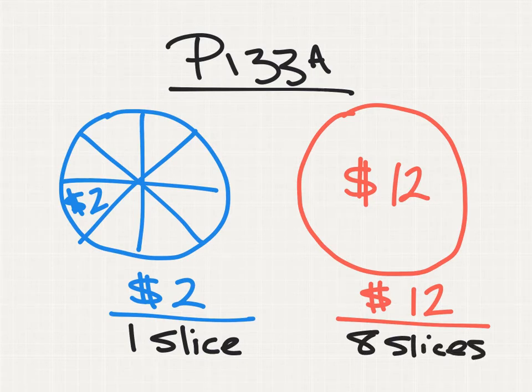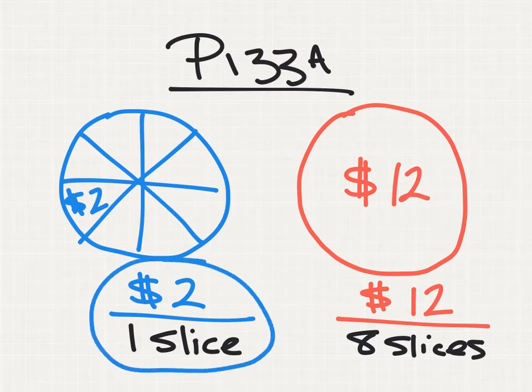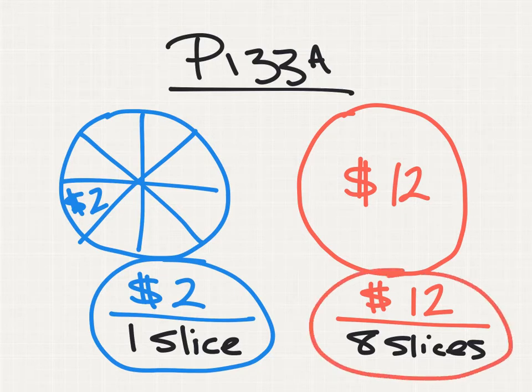So $2 per slice, I already have a unit rate right here. $2 a slice. But I don't have a unit rate over here. I have $12 for 8 slices. In order to get a unit rate, I need to have a denominator of 1. So how can I make my 8 slices, my denominator of 8, into a denominator of 1? And if you said, well, you could divide it by 8, you would be right. 8 divided by 8 gives me a denominator of 1.